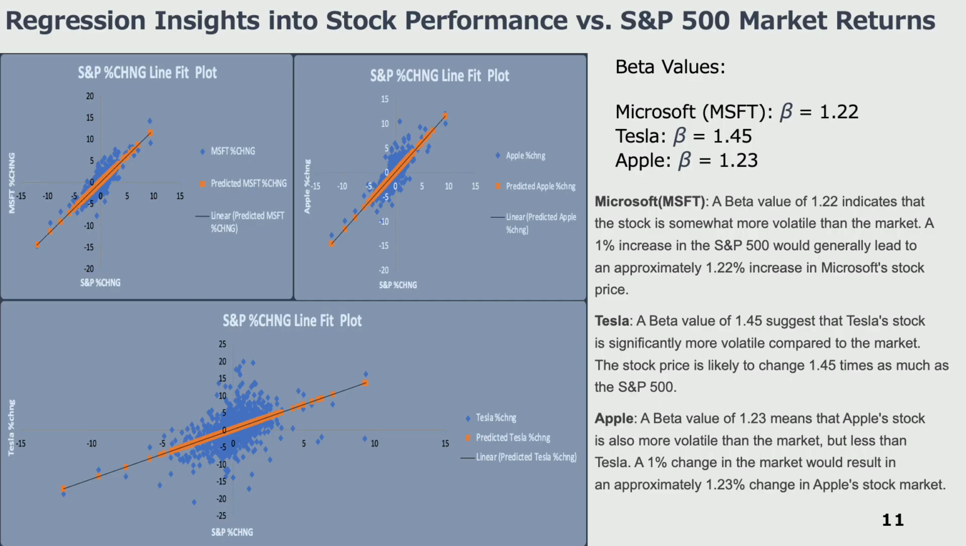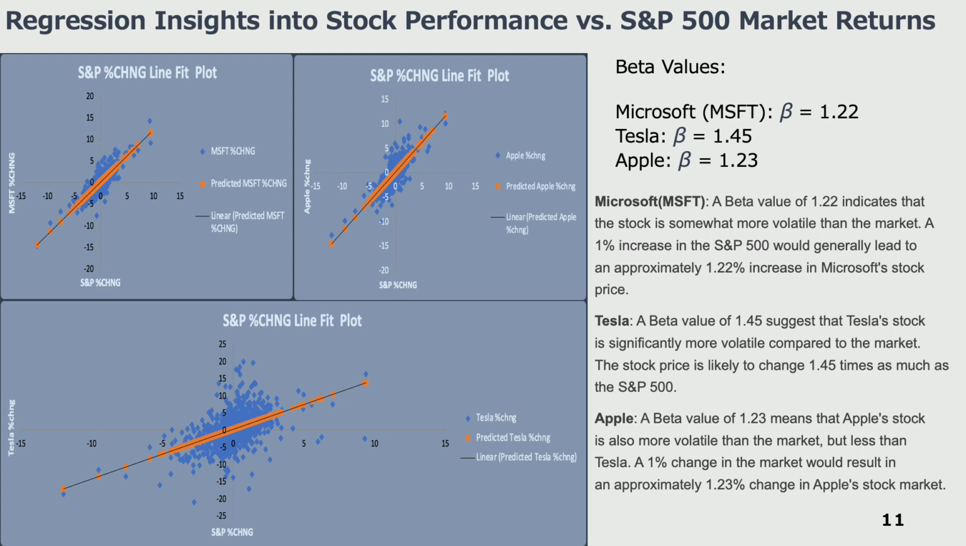I have also built a regression model to get insight into stock performance versus S&P 500 market returns. Coming from the visualization, the beta values are Microsoft 1.22, Tesla 1.45, Apple 1.23. Microsoft with a beta value of 1.22 obviously is greater than 1. It indicates that the stock is somewhat more volatile than the market. A 1% increase in the S&P 500 would generally lead to an approximately 1.22% increase in Microsoft's stock price.